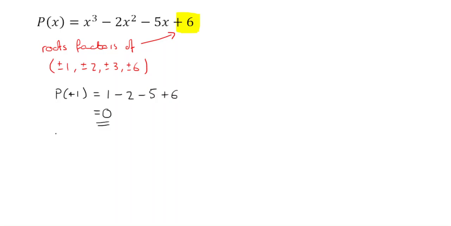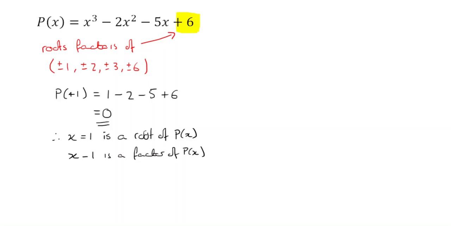So that tells us, therefore, that x equals 1 is a root of p of x. And therefore, if x equals 1 is a root of p of x, we've also shown that x minus 1 is a factor of p of x. Okay, so now that we know one root and therefore we know one factor, all we can do is a bit of polynomial division to find out the remaining factors.